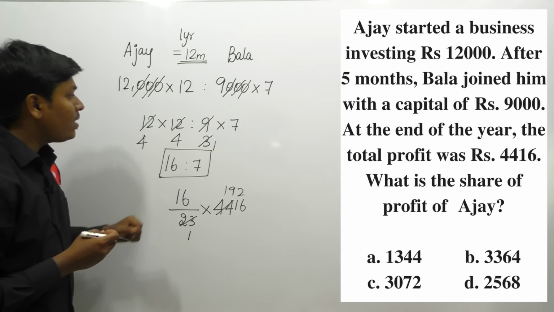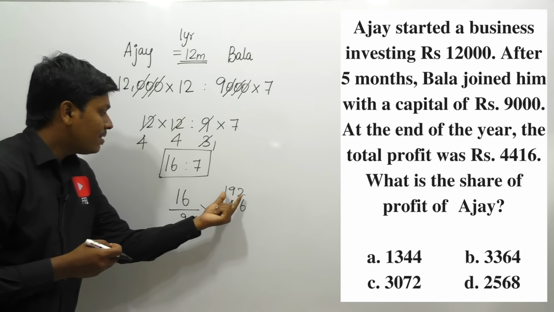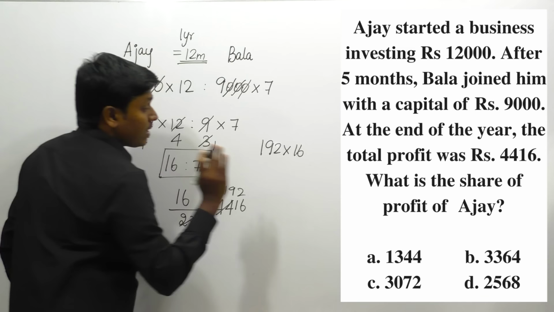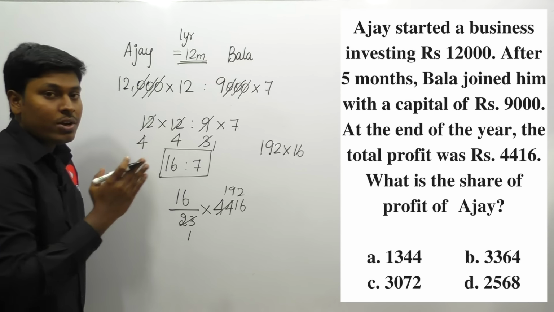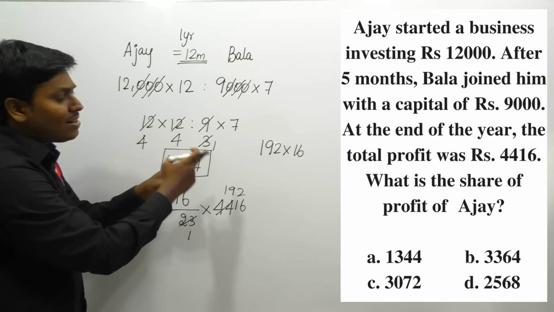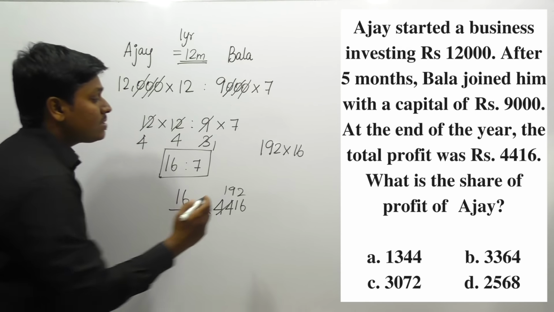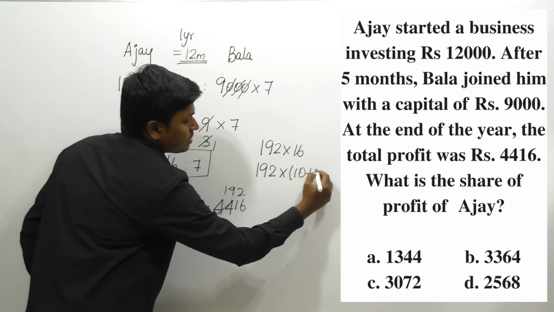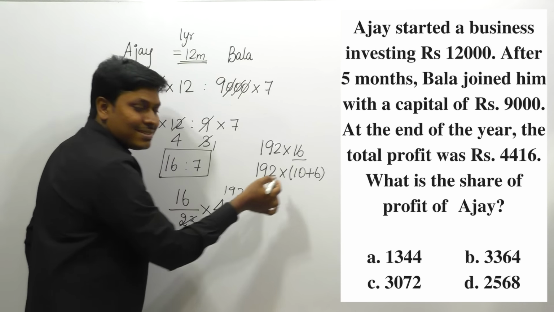But our target is to find the share, right? So we need to multiply this, that is 192 into 16. Friends, if you are going for any competitive exams, you should be faster at calculating this multiplication, right? So friends, I am just going to write this as 192 into 10 plus 6. I am just writing the 16 as 10 plus 6.